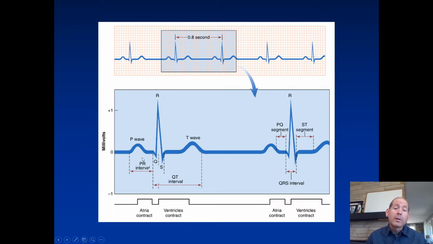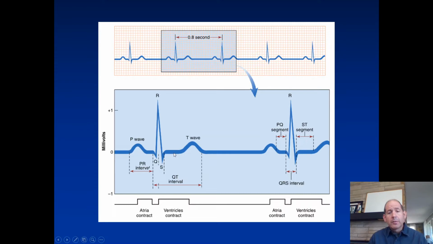Now, if the PR interval is shorter than 0.12 seconds, one of the more common causes of that is if there's an accessory pathway that allows early excitation of the ventricles bypassing the AV node. This happens in some conditions like Wolff-Parkinson-White syndrome and other pre-excitation syndromes like that.